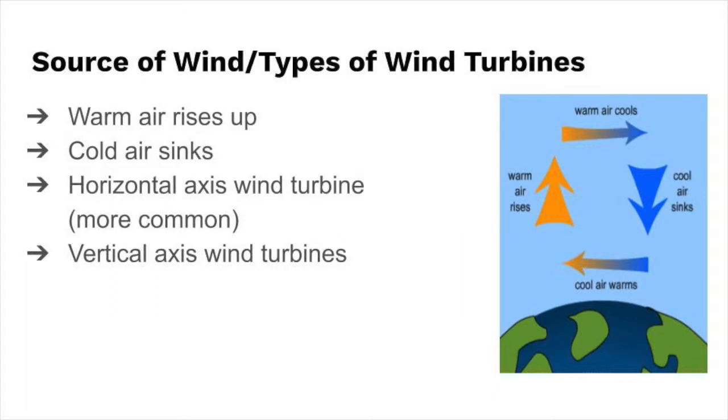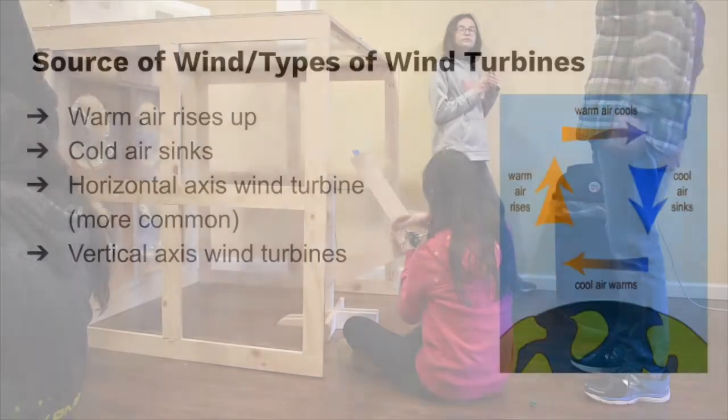Every wind turbine begins with wind energy. So where does wind come from? The sun unevenly heats the surface of the earth, warmer air rising up while colder air sinks. This flow of air creates wind.